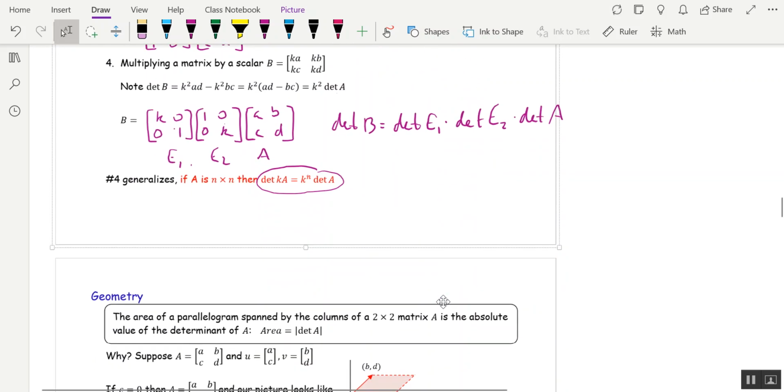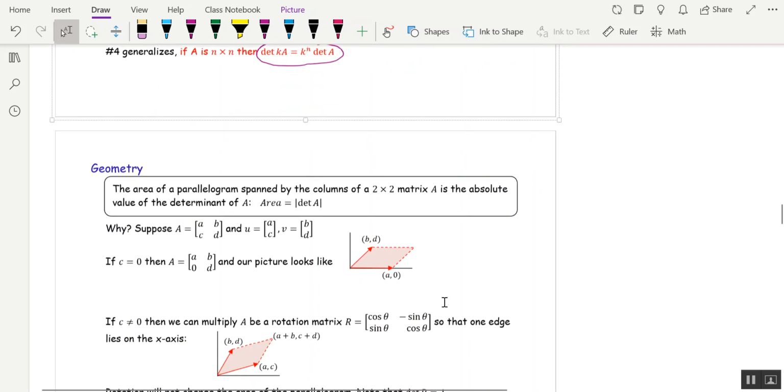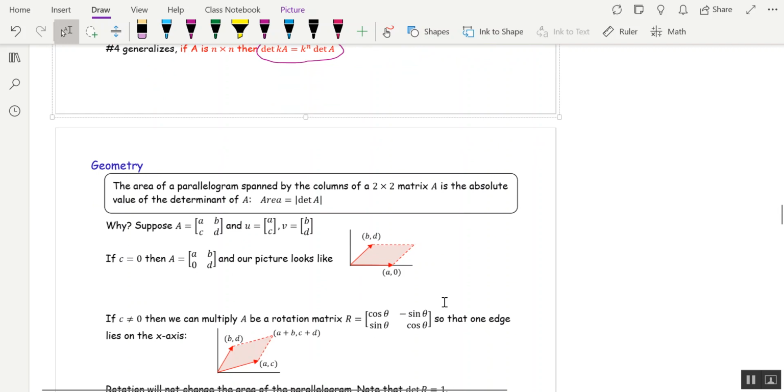Okay, last topic, geometry. And here's the theorem. The area of a parallelogram spanned by the columns of a 2 by 2 matrix is the absolute value of the determinant of A. Now, this can get a little tricky because the notation for absolute value is straight bars. Well, that also happens to be the notation for determinant, right? And so sometimes instead of writing bar determinant, notice I could have written area.